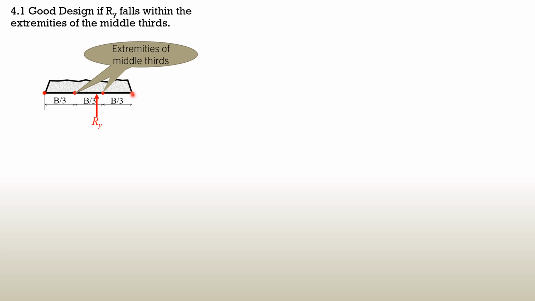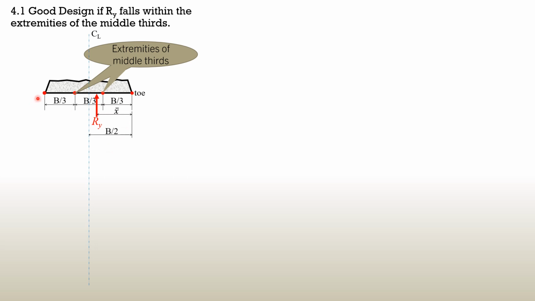The toe, remember, is on the right part. So that we have good design, the soil pressure at the toe should be greater than that at the heel. So it should be trapezoidal, the soil pressure diagram. This is the center line. The distance between the center line and the location of Ry is denoted by E.